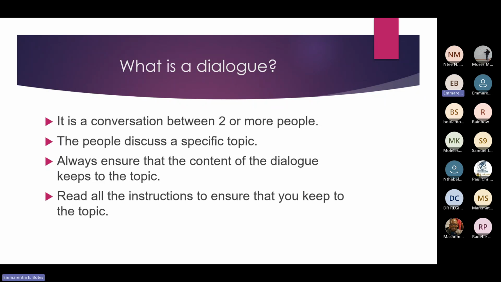And then something that's very important, this is important for any task that you will ever do, but look for the dialogue. You read all the instructions to ensure that you keep to the topic. That is important, and make sure that you understand each and every word in that topic. So you analyze your topic before you just start to write.